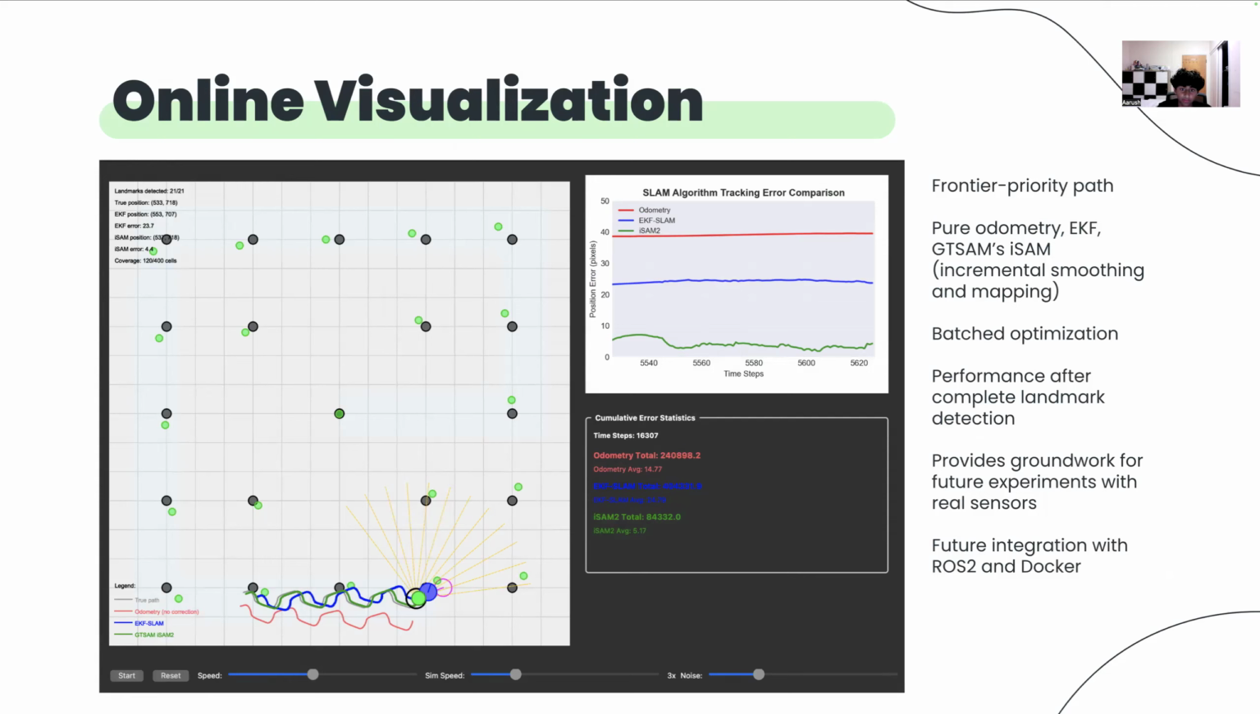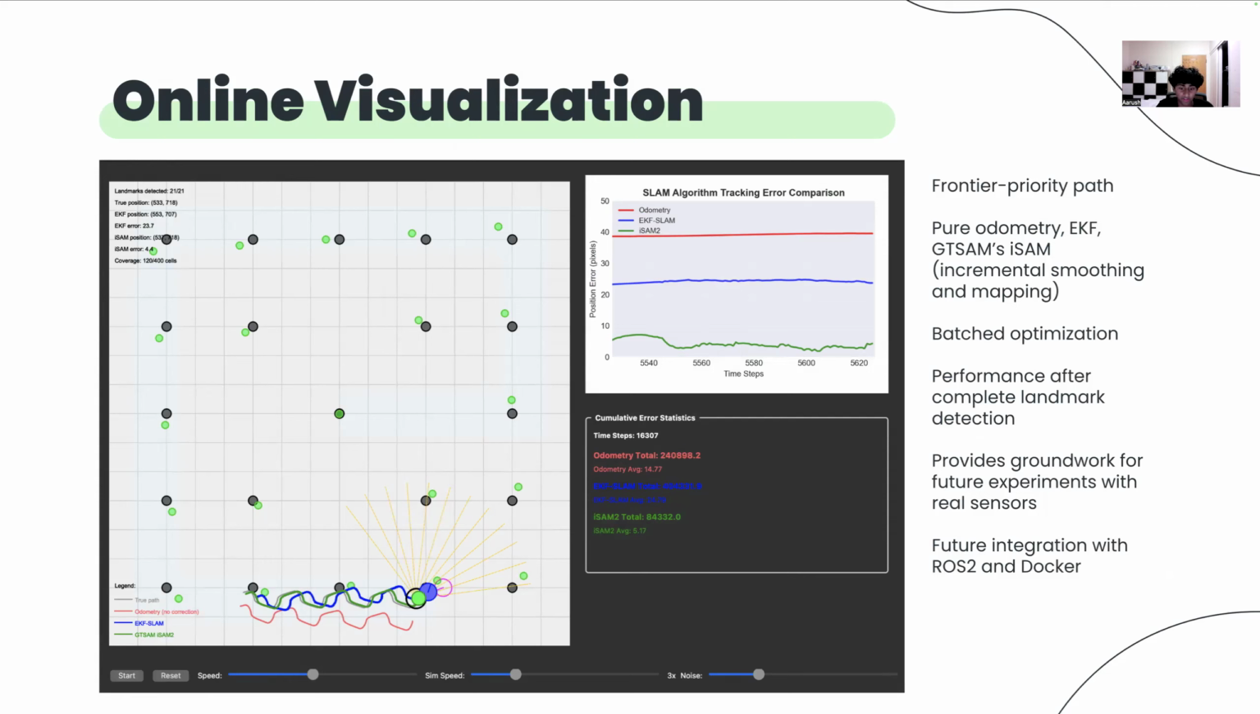Next we have EKF SLAM, which is a type of SLAM. And as you can see, it's much more clean. It's much closer to the gray line, which is the true path. The blue line, which is EKF SLAM, is much closer than the red line, so it's more accurate. From the graph, EKF SLAM has an average total of around 24-ish error pixels, whereas odometry has an average of about 40 error pixels.